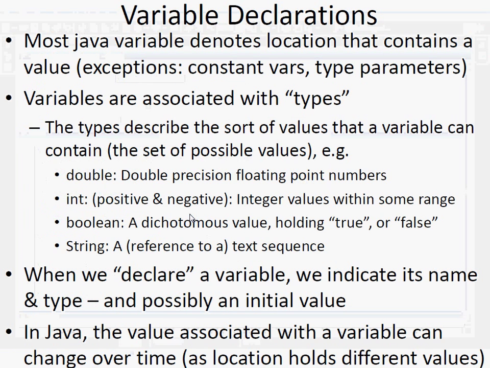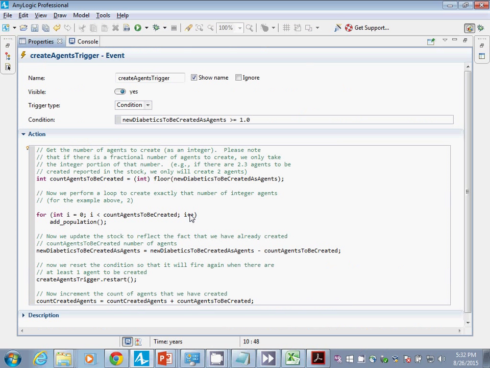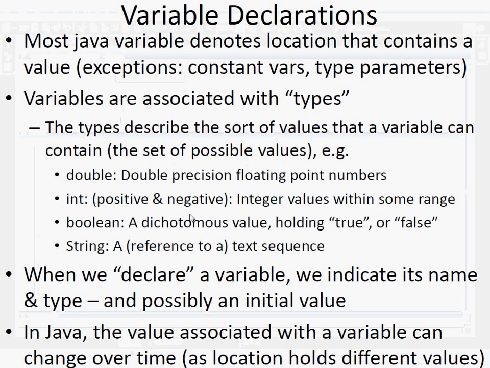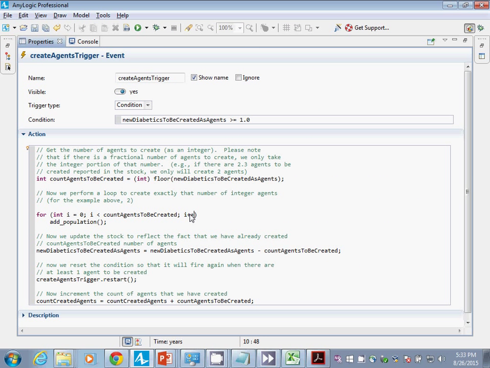Okay, so let's talk about it. So variables contain values. And we declare a variable. This is called declaring a variable. I know that's really confusing. But again, that's the sort of standard term for it. We declare the variable I. In other words, we state our intention to have a variable I. Let there be a variable I. And so we indicate its name and its type. So I said, int count agents be created. I'm saying, let there be a variable called count agents be created that is an integer. Let there be a variable I that's an integer.